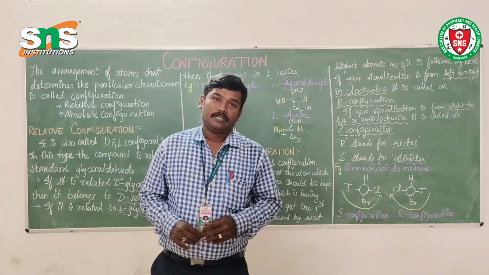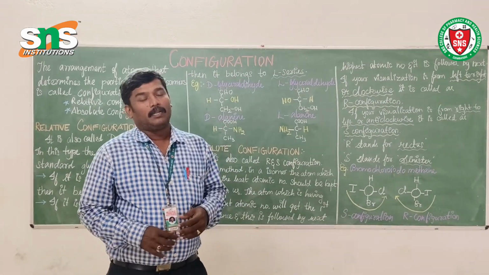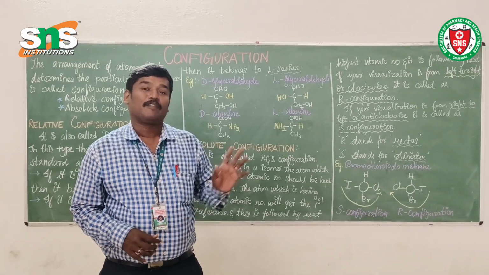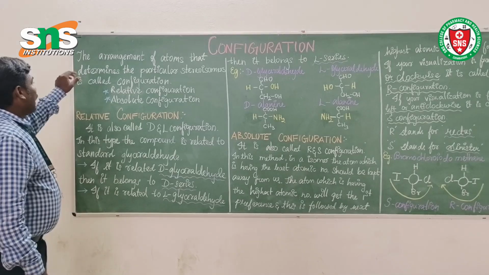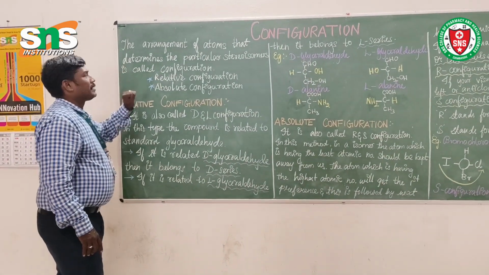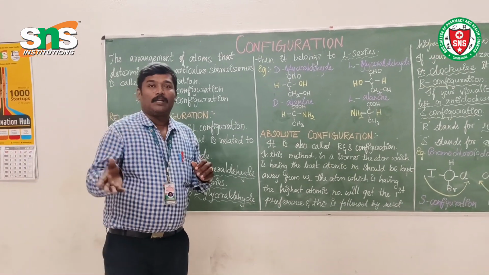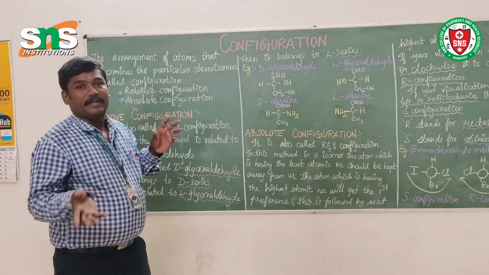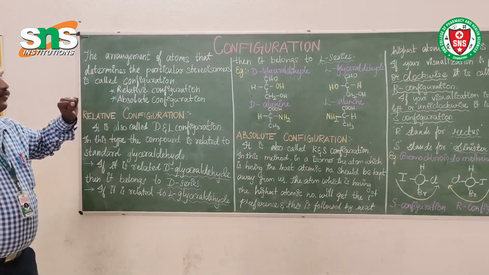Now we are going to discuss one important topic in optical isomerism, that is configuration. So what is this configuration? The arrangement of atoms that determines the particular stereoisomer is called configuration. We want to identify what kind of stereoisomer will be determined by means of this configuration.